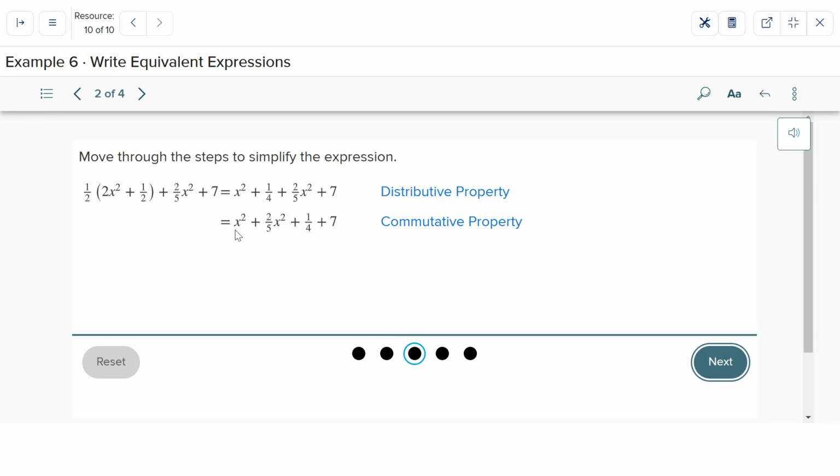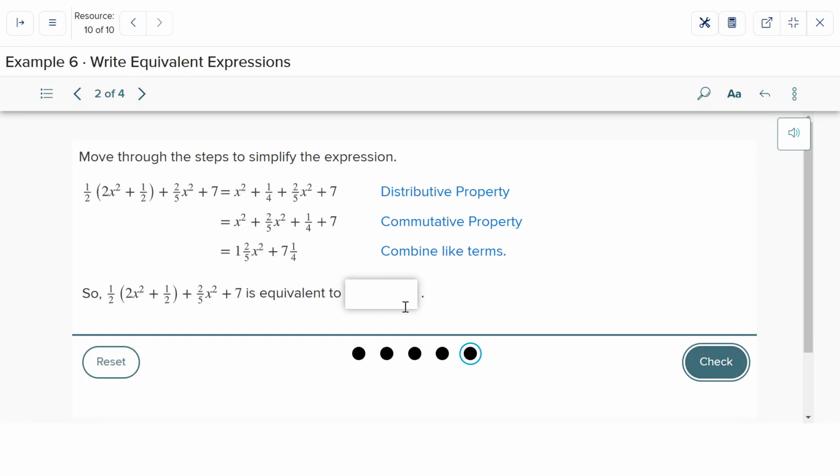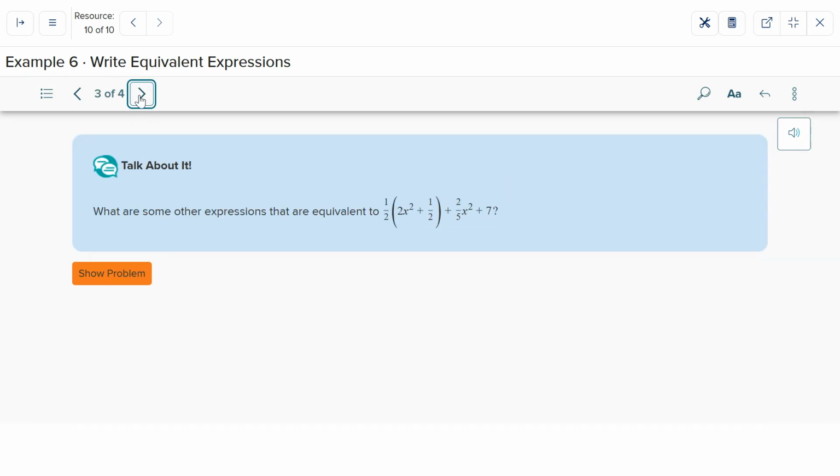Then we can reorder these things. So we have x squared plus 2/5 x squared plus 1/4 plus 7. So just reordering those so that our like terms are next to each other. And then we can combine those like terms, which means we have 1 and 2/5 x squared, so that's x squared plus 2/5 x squared, plus 7 and 1/4. So yeah, we did end up with some mixed numbers in this. That is fine.